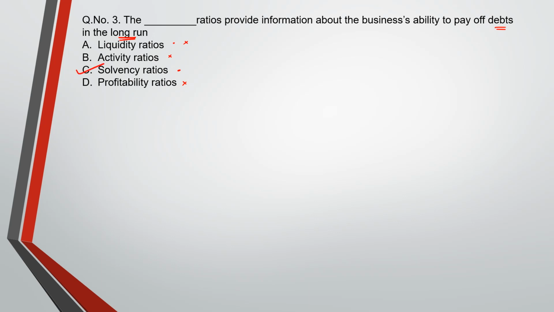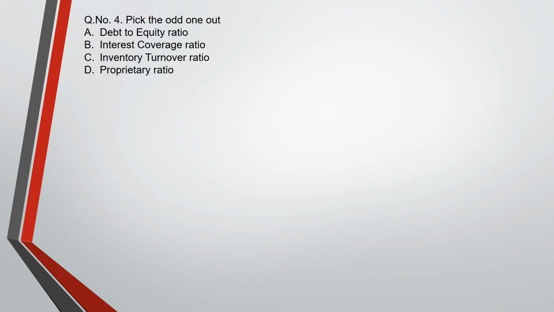Solvency ratio will give you information about the ability of the business to pay the debts which become due in the long run, whether it will be able to meet its debt in the long run or not. Therefore, the right answer for this question is option C, solvency ratio. Now moving further to the next, pick the odd one out. Out of this, what is the odd one out? We have debt to equity ratio, interest coverage ratio, inventory turnover ratio, proprietary ratio. So out of this, it's very obvious there is one turnover ratio. Rest of them, all of these three are solvency ratios.